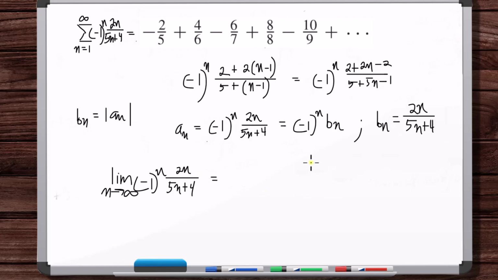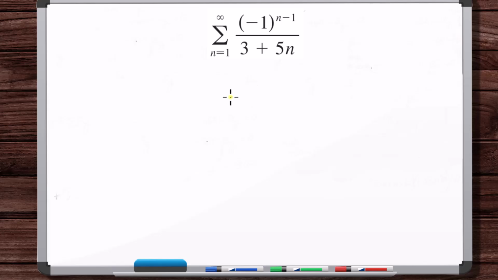And so this limit is like minus 1 to the infinity times 2/5. And what is minus 1 to the infinity? That's oscillating between minus 1 and 1. So this is an oscillating divergence. Since the a sub n of any series diverges, then the corresponding series always diverges. So we didn't even need to use the alternating series test here.